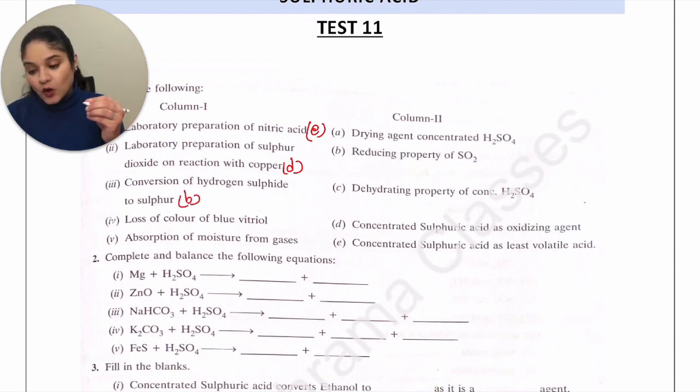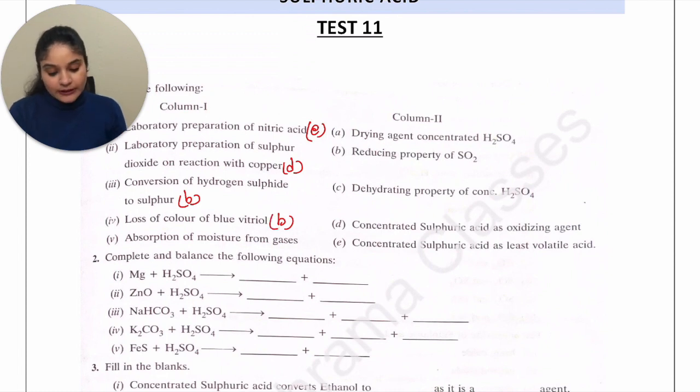Then you have loss of color of blue vitriol. So the answer is dehydrating property. So the answer would be B. Then absorption of moisture from gases, that is drying agent H2SO4. So the answer is A. So I hope this made sense to you. Let's move on to the next question.